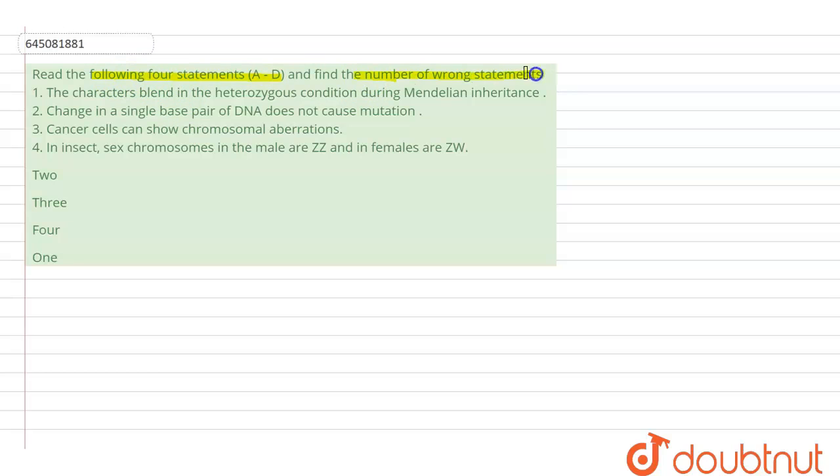Hello students, the question here says, read the following statements A to D and then find out the number of the wrong statements here. So the first statement is that the character blend in heterozygous condition during the Mendelian inheritance.